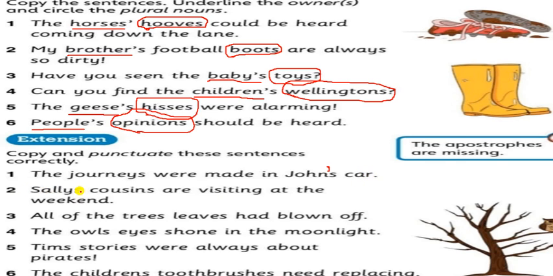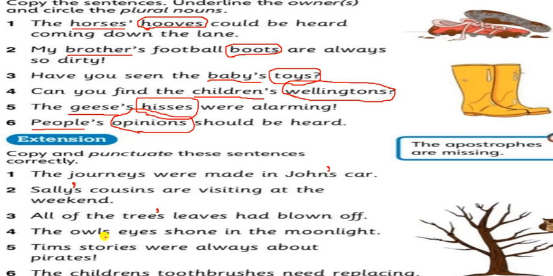The second one, Sally's cousins are visiting at the weekend. Is her name Sally or Sally's? Yes, very good. Her name is only Sally. So where are we going to place the apostrophe? Is it before the s or after the s? Of course, it's after Sally, before the s. So it will be Sally's cousins are visiting at the weekend. Number 3. All of the trees' leaves had blown off. We have here the word tree, and they are the leaves of the tree. So we're going to put the apostrophe after the word tree, so it will be the tree's leaves.